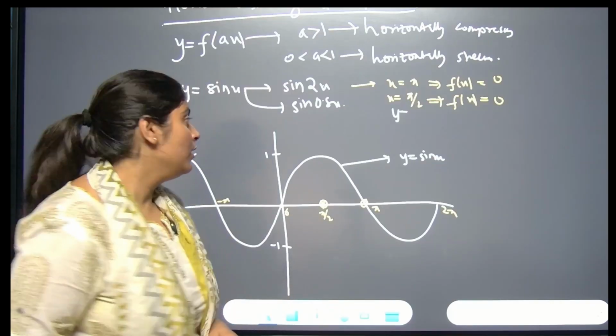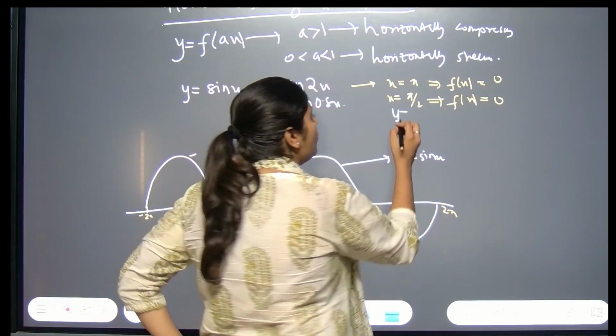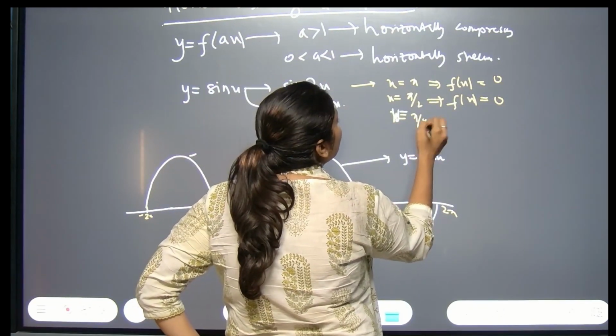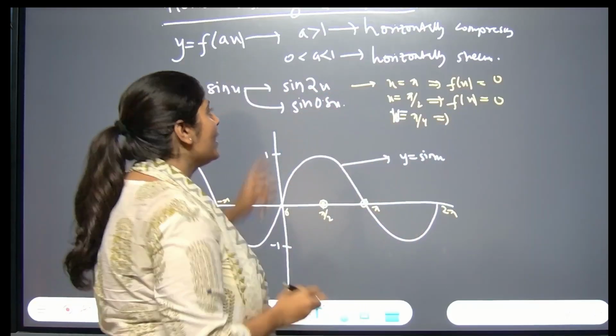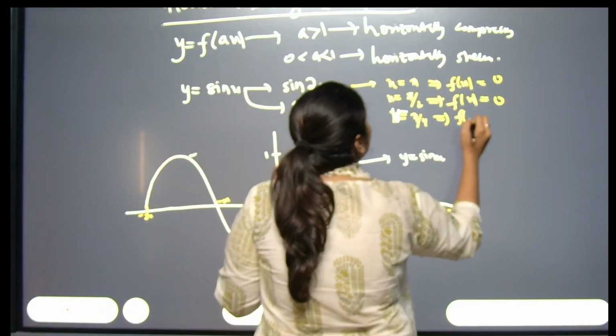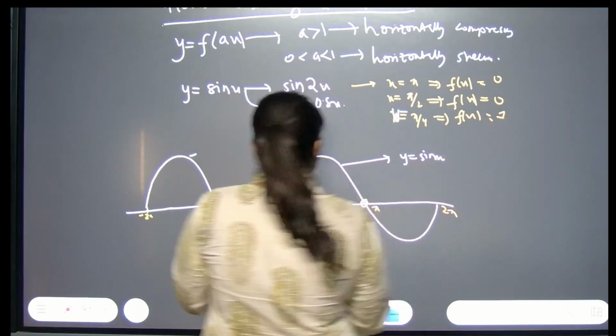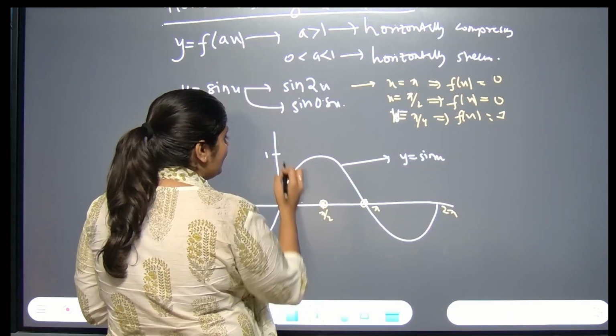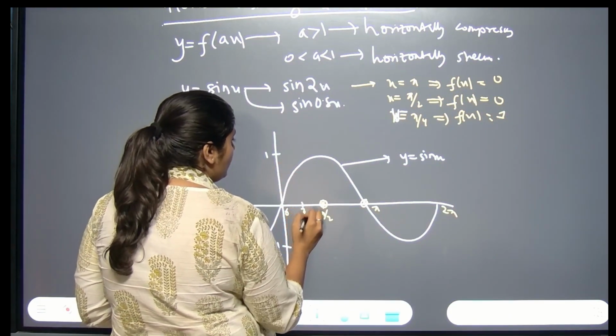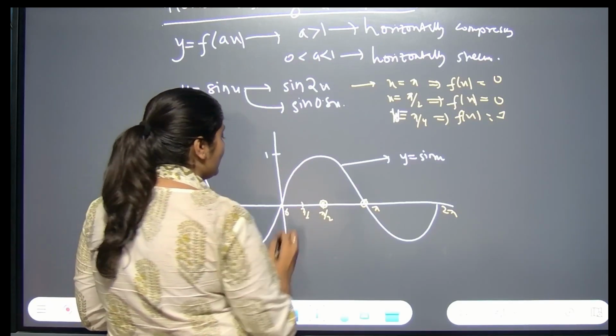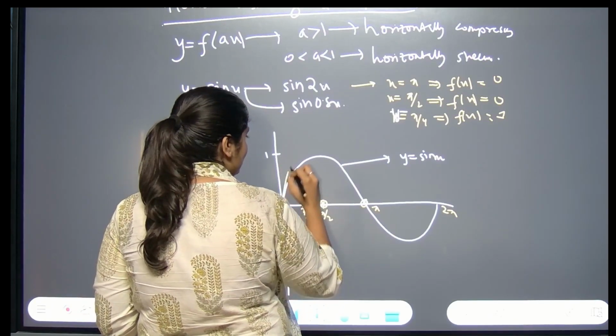Similarly, we will take one more point. Let's take x equals pi by 4. If we take x equals pi by 4, f(x) becomes sin of pi by 2, and sin of pi by 2 is 1. So this is pi by 4 and the value becomes 1. So the transformed graph would look like this.